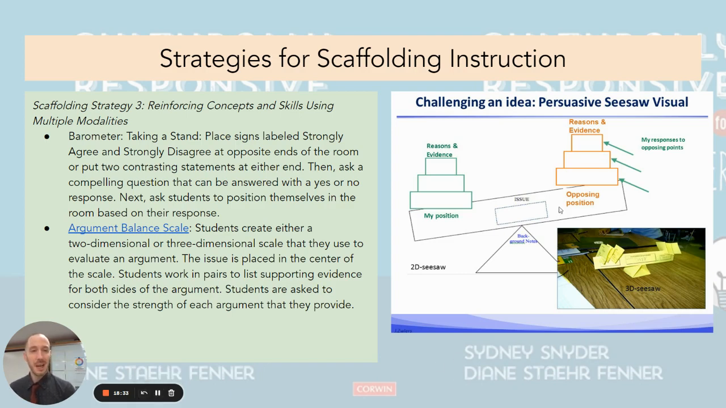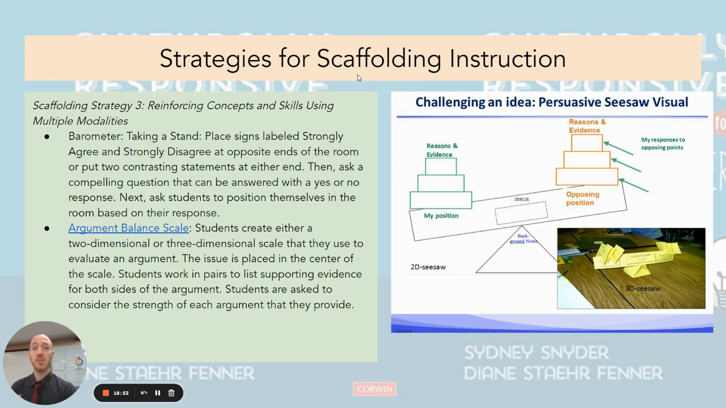So you can see an example here of a 2D model and a 3D model that students are using as well. For example, if students are debating the benefits and risks of space exploration, the term space exploration would go at the center. Students would then work in pairs to list supporting evidence for both sides of the argument.